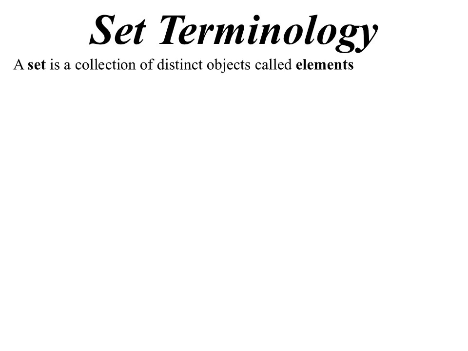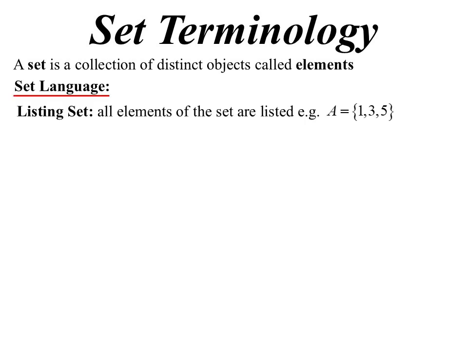Going to talk about sets, set terminology, because sets and probability are very closely related, because if you think about it, all a sample space is, is a set of outcomes. Now a set is just a collection of objects, and we call them elements. So, some language behind it.